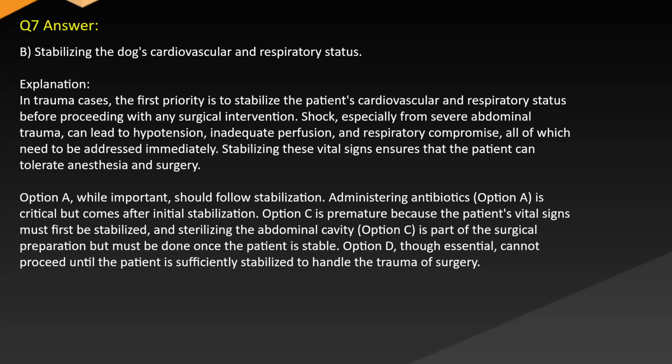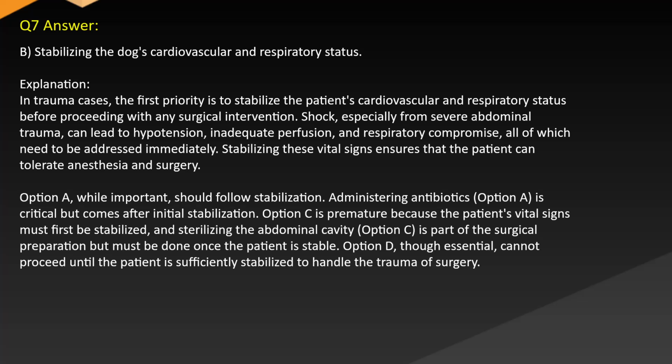Explanation. In trauma cases, the first priority is to stabilize the patient's cardiovascular and respiratory status before proceeding with any surgical intervention. Shock, especially from severe abdominal trauma, can lead to hypotension, inadequate perfusion, and respiratory compromise, all of which need to be addressed immediately. Stabilizing these vital signs ensures the patient can tolerate anesthesia and surgery.